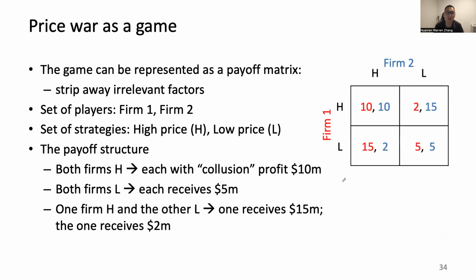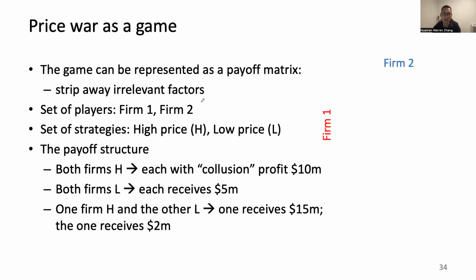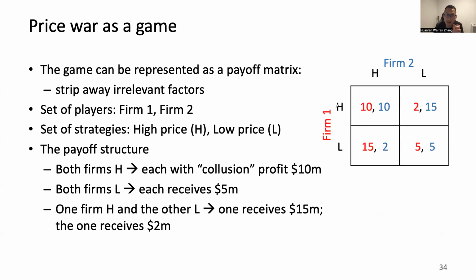This game can be represented as a payoff matrix. The three important components of the game: you have the set of players, here two firms, firm one and firm two; and the set of strategies. Either firm can set the price as high or low. So we have high price and low price for firm one, and high price and low price for firm two. Then we have the payoff structure, where we specify the corresponding payoffs for each combination of strategies.